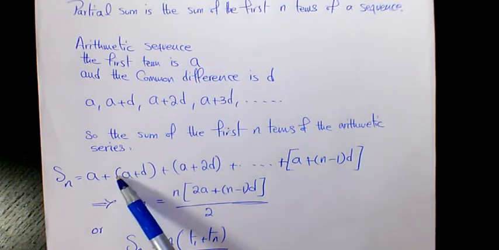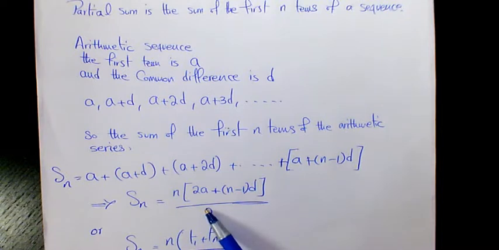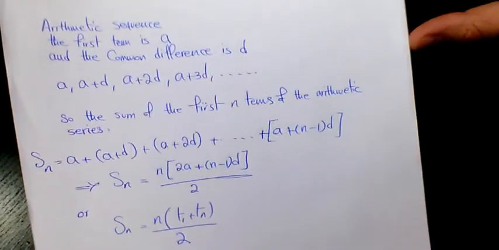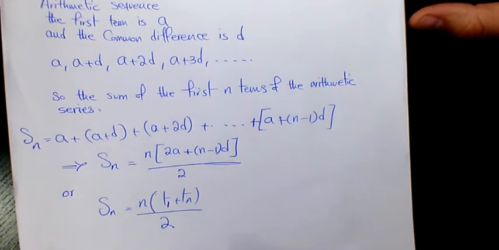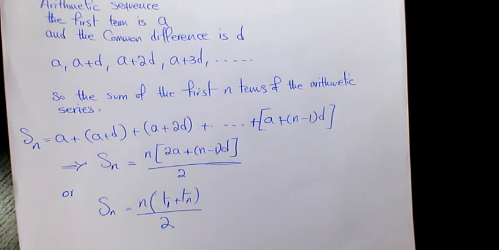So when you add them all, you get to this equation: n times, in brackets, 2a plus (n minus 1) times d, divided by 2. Or there is another formula: the first term plus the last term, times n divided by 2. Or n divided by 2, which is basically common to both equations, times (tn plus t1). So that's going to provide you the sum of the n terms.